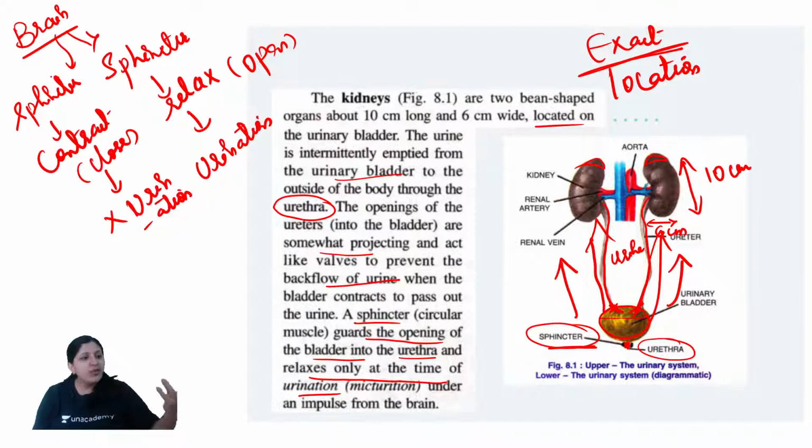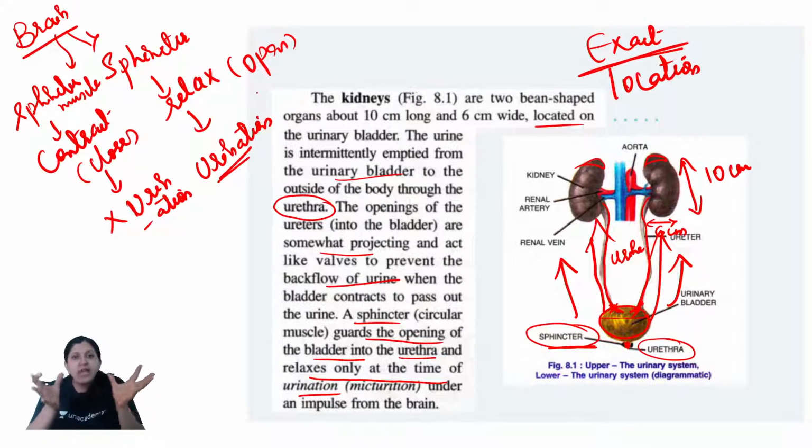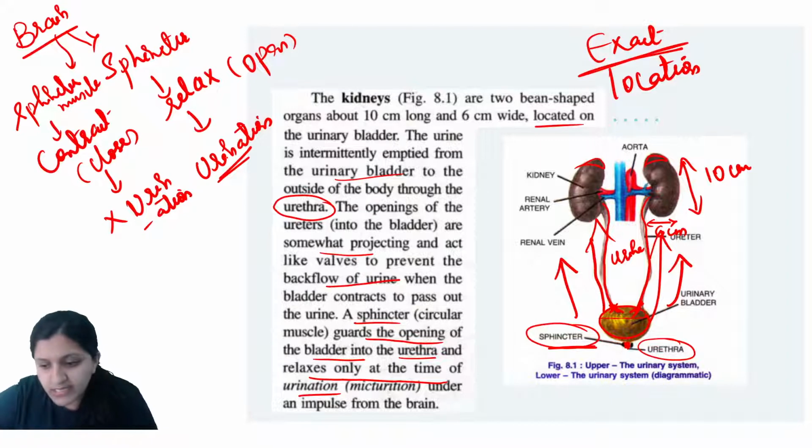You know, the neurons will always act on either the muscles or mainly the glands, okay, and sphincters are basically muscles. So sphincter muscles are going to receive a signal, an impulse from the brain, and based on that either the contraction will occur or the relaxation will occur. If the relaxation is occurring then it is urination, if the contraction is occurring then there is no urination. Is this clear?